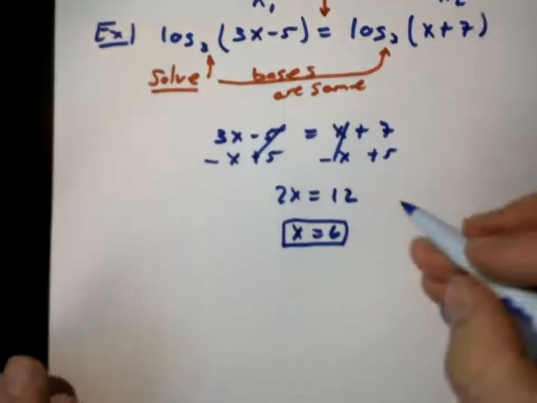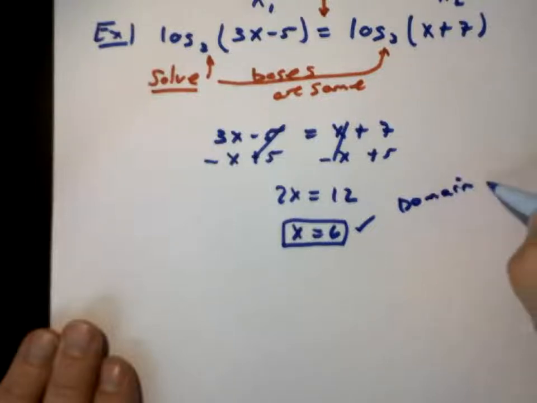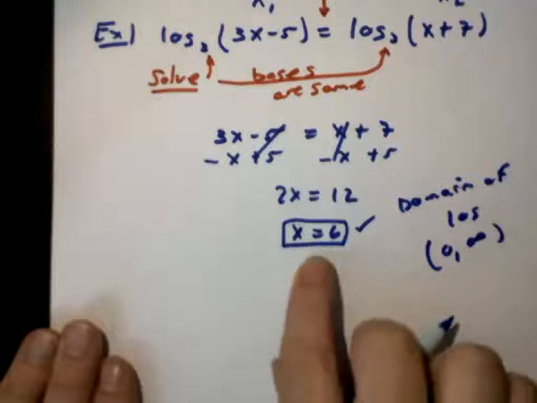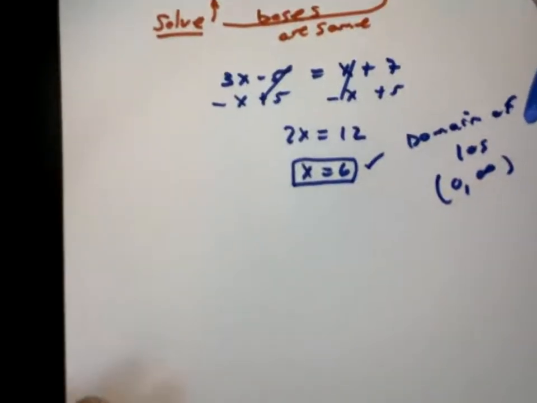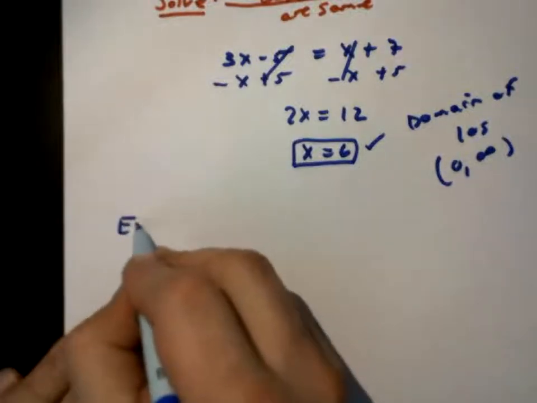Okay. Now, just check. That's positive. We're good to go. So domain, remember the domain of a log. So that's from 0 to infinity. That's positive, so we're good to go. Hope that made a little bit more sense with that one. All right, so let's try this one.